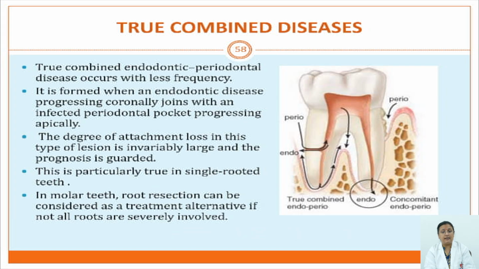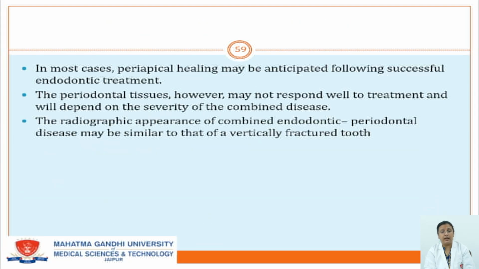True combined diseases are where they occur simultaneously, but it is less frequent, and the degree of attachment loss is variably large and the prognosis is guarded. Especially if it affects an anterior tooth, then the anterior tooth will mostly go for extraction. The prognosis is really poor. In most cases, periapical healing may be anticipated following successful endodontic treatment. The periodontal tissues, however, may not respond well to the treatment and will depend on the severity of the combined diseases.